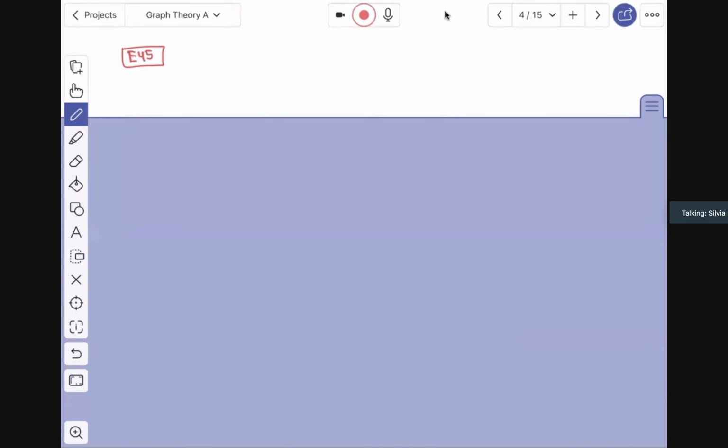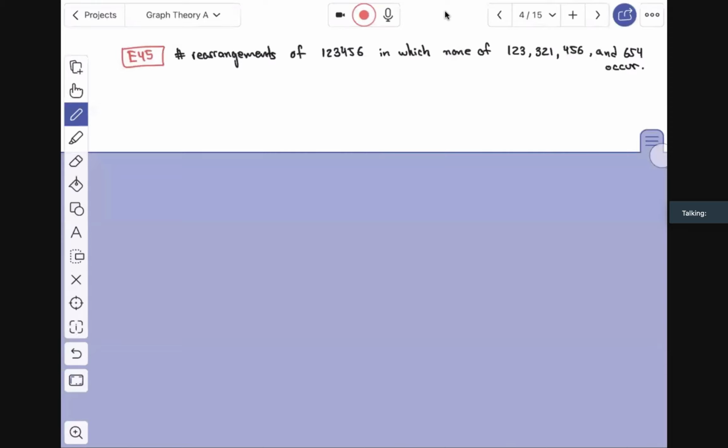So in this one, it says, find the number of rearrangements of 1, 2, 3, 4, 5, 6 in which none of 1, 2, 3, 3, 2, 1, 4, 5, 6, and 6, 5, 4 occur. Okay, so that's what I want to avoid.